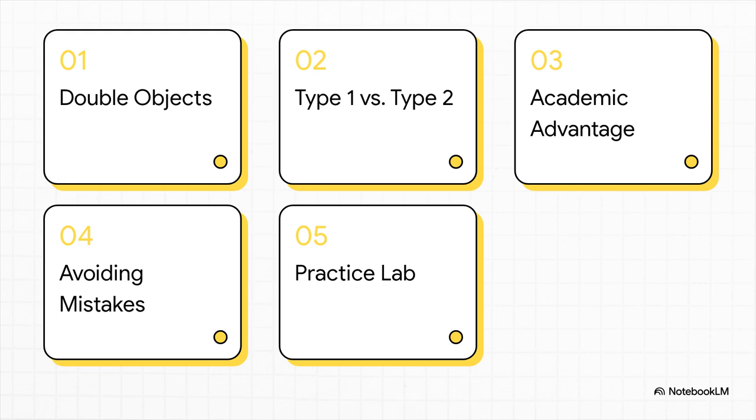We'll start by mastering double objects. Then we'll compare type 1 and type 2 passives, dive into the academic advantage this gives you, talk about avoiding some common mistakes, and finally, we'll wrap up with an interactive practice lab.